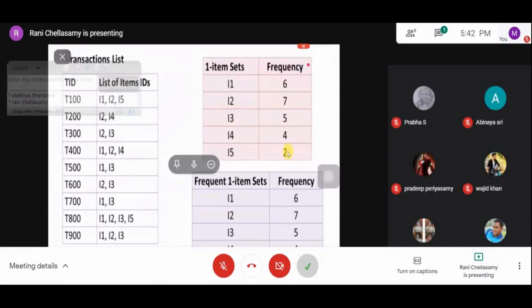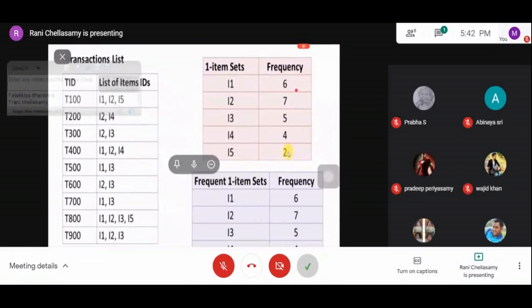Need to find the number of counts that I1 is appearing in each transaction. So here you can see I1 is in the transaction 100 one time, then second time, third time, fourth time, fifth time, and sixth time. So 6 is the number of times I1 is appearing in the given transaction list.